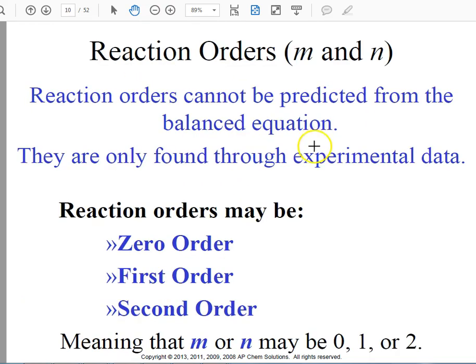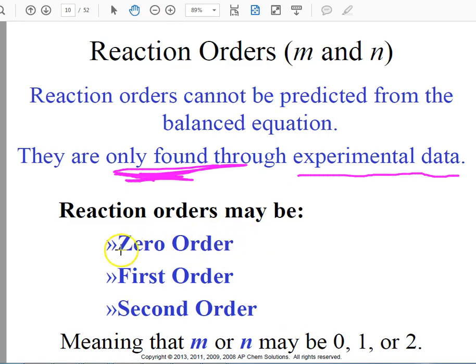Rate law. These orders cannot be predicted from the balanced equation. So you cannot look at a balanced equation and say, oh, the coefficient is 2, so the order must be 2. That is not the way it works. These are found only through experimental data. So the only way to know the order is to look at experimental data or have someone else look at experimental data and tell you the order. We cannot look at the balanced equation.